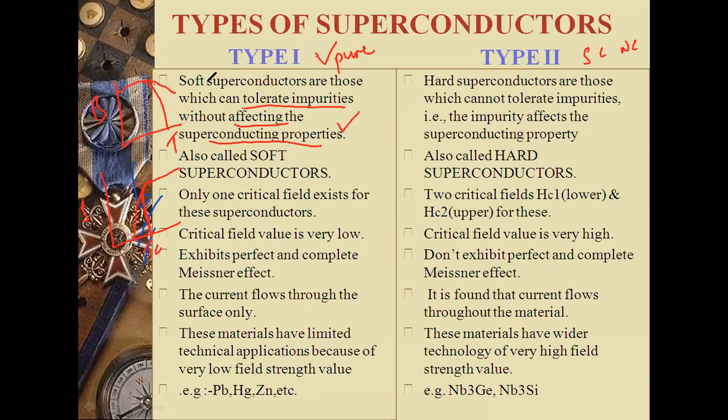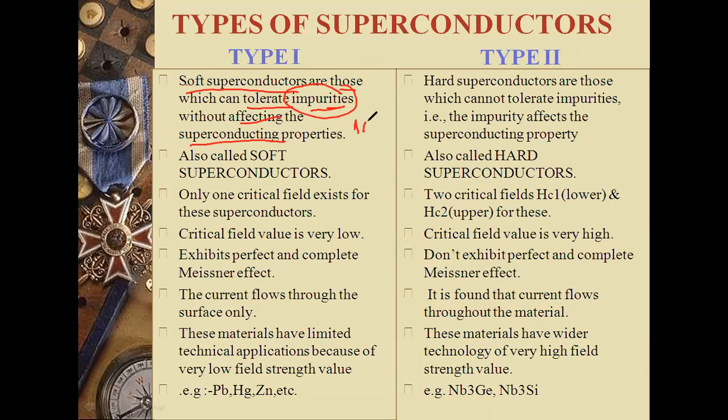Okay, so soft superconductor, the important bit, write it down, or maybe take a screenshot and copy later. Soft superconductors are those materials which can tolerate impurities without affecting the superconducting property. That means we can add impurities to change the TC only. When we add impurities, they don't change anything else. So to reduce TC or increase TC, we add the impurities.